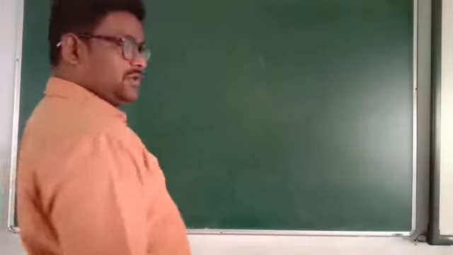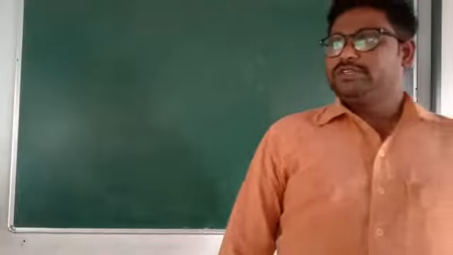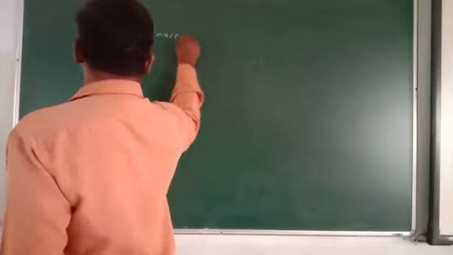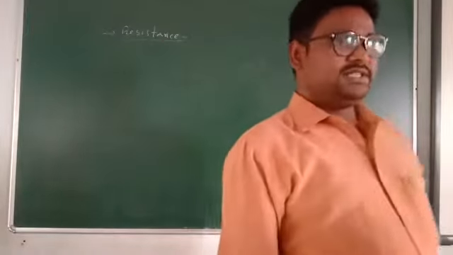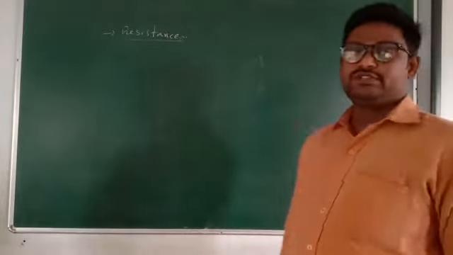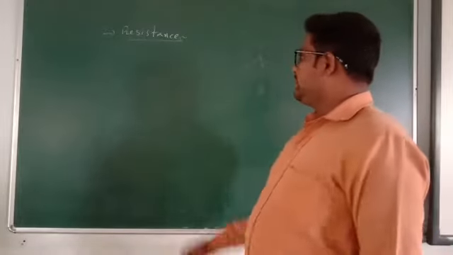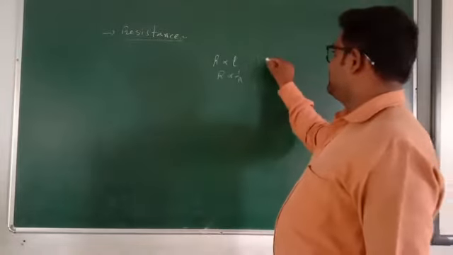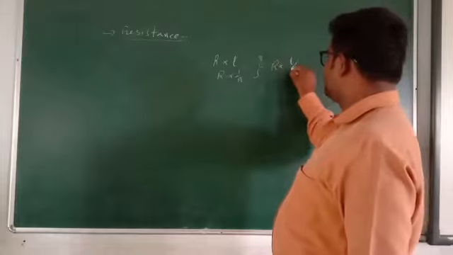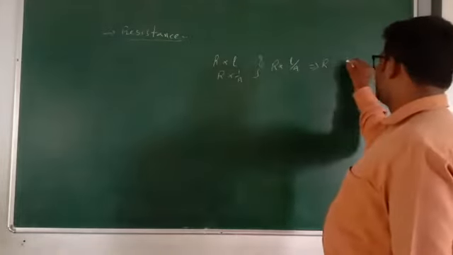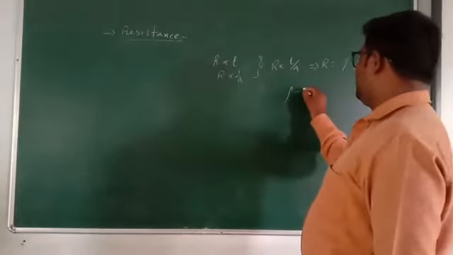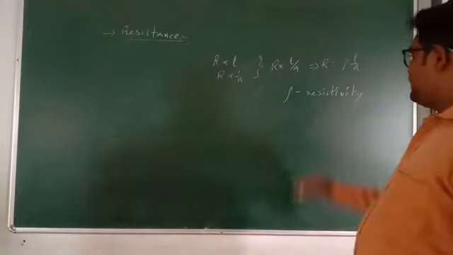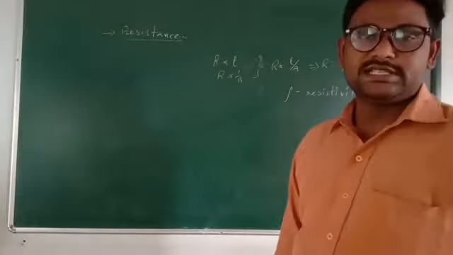Now I am recalling once again the topics we discussed. First, we discussed resistance. Resistance is the opposition to the flow of current. R is directly proportional to L and inversely proportional to A, so R is proportional to L by A. From this we wrote R equals rho into L by A, where rho is called resistivity, or specific resistance.